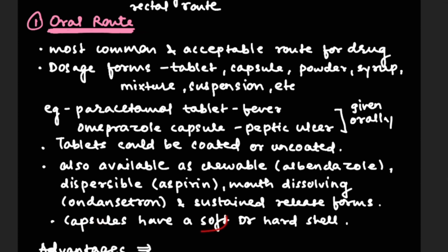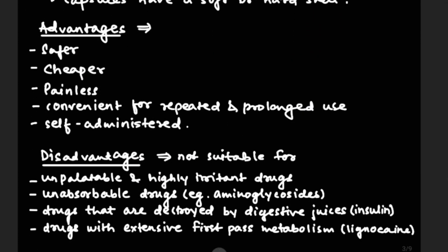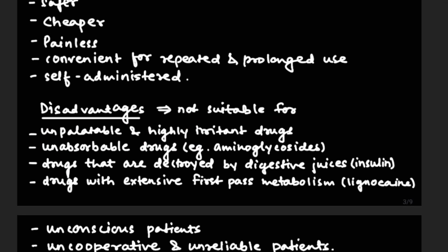Then capsules can have a soft or a hard shell. Now there are some advantages and disadvantages of all these things. Here are some advantages of oral route drug administration. First, it is safer, then it is cheaper, as well as it is painless, and it is convenient for repeated and prolonged use, as well as it is self-administered. This is the most important thing, okay? Now let's see the disadvantages. First, it is unpalatable and it has highly irritant drugs. This can be a disadvantage of the oral route administration.